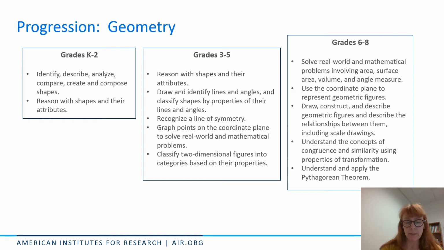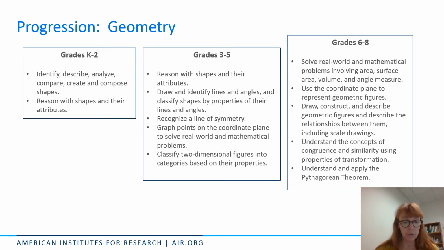Students will also begin the concept of part-whole relationships in geometry as they partition circles and rectangles into halves, fourths, and thirds. They'll also begin to partition rectangles into rows and columns of the same size, thus laying a foundation for using arrays in multiplication. In grades 3 through 5, students continue to reason with shapes and attributes, beginning to develop a classification system for shapes that are based on attributes such as sides and angles.